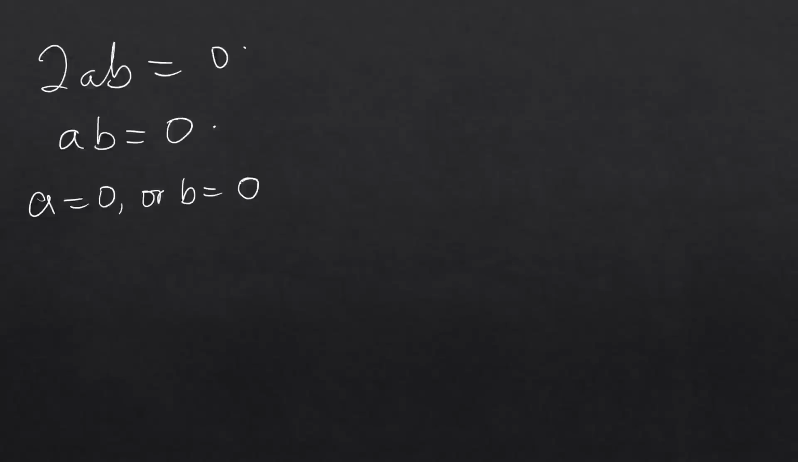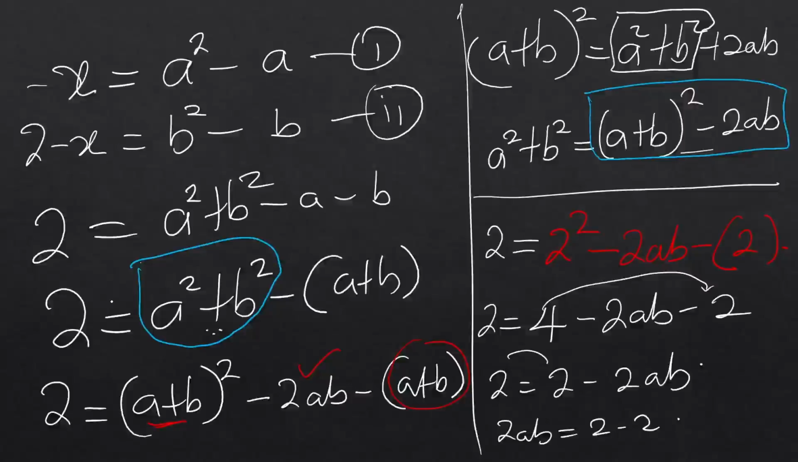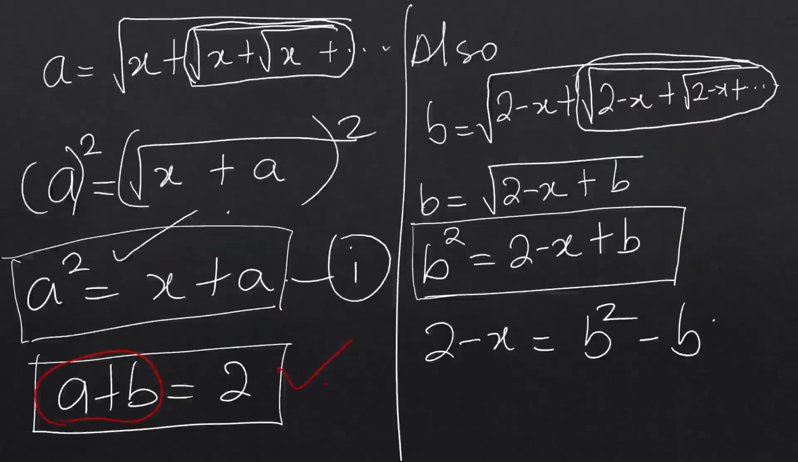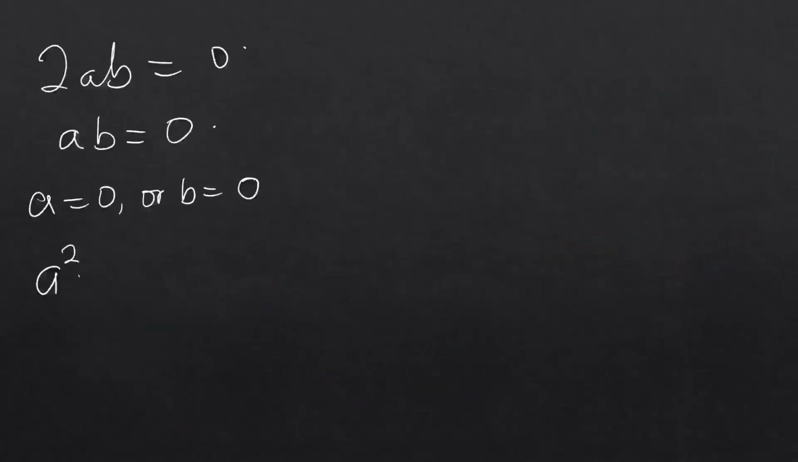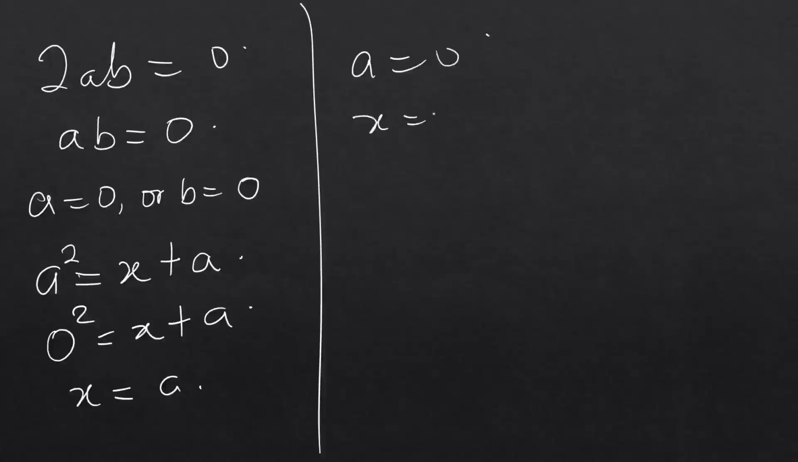Then remember this equation, look at it here. a squared is equal to x plus a. Sorry, not x squared, a squared is equal to x plus a. Yes. In this case, a is 0. If a is 0, it means that this is 0 squared is equal to x plus a, saying that x is equal to a. Now, a is 0, right? It means that x is going to be 0.